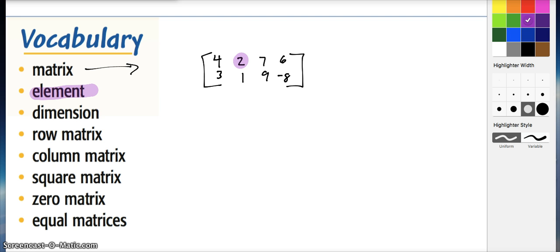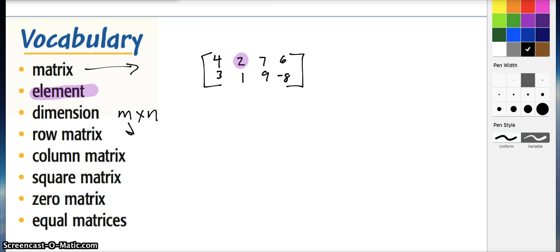When we talk about the dimensions, it really is a way for us to describe the shape of our matrix. So the description that we use when we're talking about the dimensions is usually M by N. So M refers to the number of rows and N refers to the number of columns.